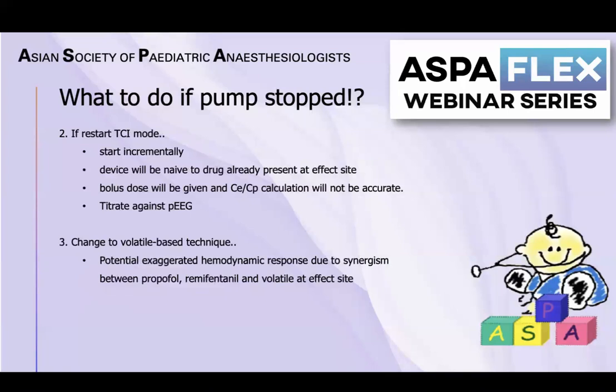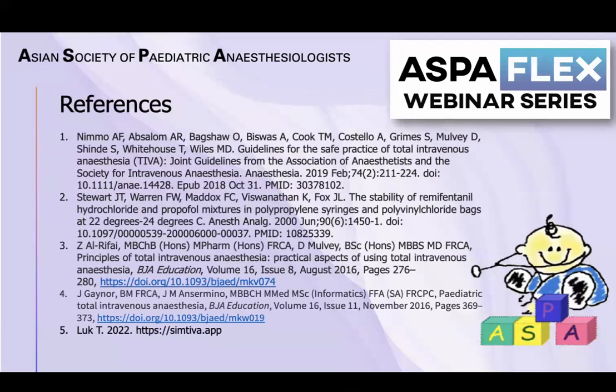Alternatively, if we restart the TCI model, start incrementally. The device will be naive to the drug already present at the effect site. Therefore, a bolus dose will be given, and the CE and CP calculations will not be accurate. In this case, we strongly advise to titrate against the EEG. Lastly, we can consider changing to a volatile-based technique. Bear in mind that there may be potential exaggerated hemodynamic response due to synergism between the propofol, remifentanil and the volatile effect site. So here are the references, and that's the end of our presentation.